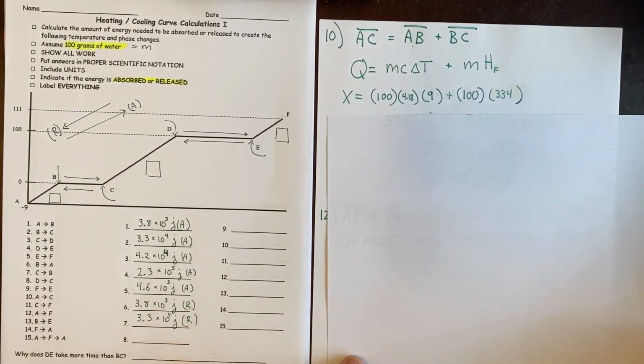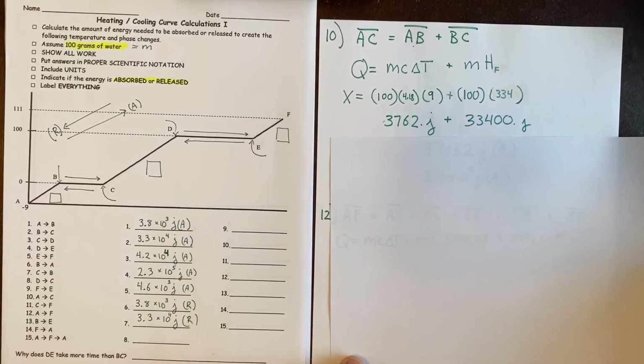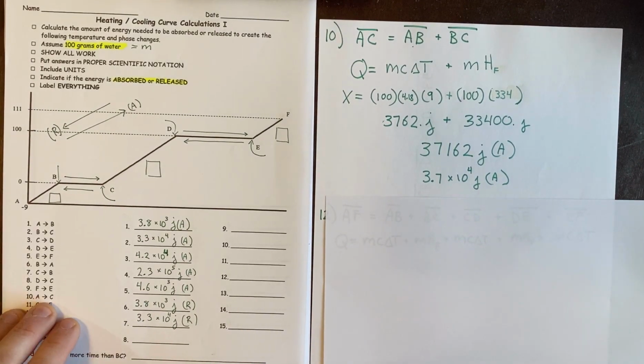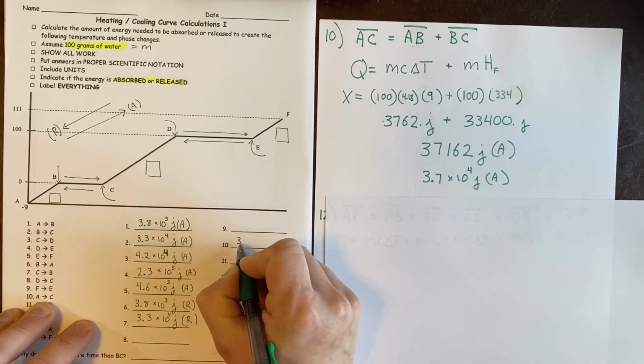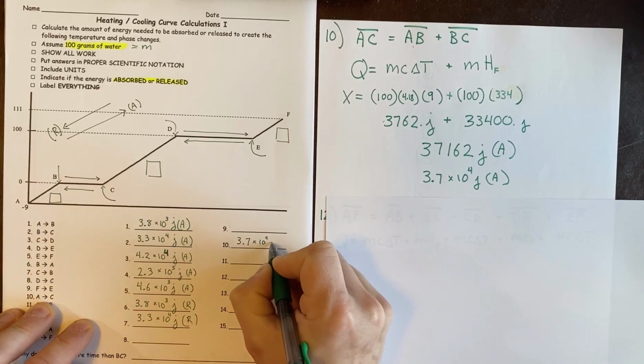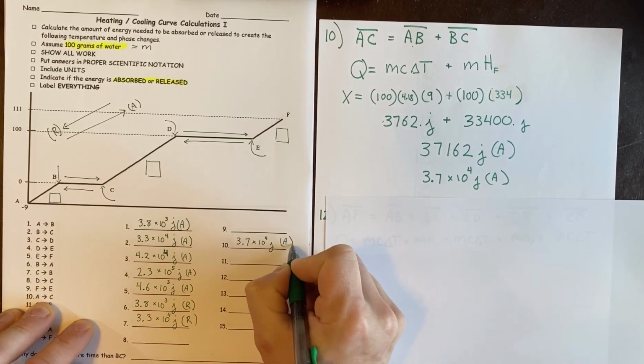Then you're going to plug in all your numbers just like you've been doing. You already know these numbers. And then you're going to get your answers. Then you're going to add them together. Then you're going to put it in scientific notation. So for AC, it's going to be 3.7 times 10 to the 4 joules, and we're absorbed.